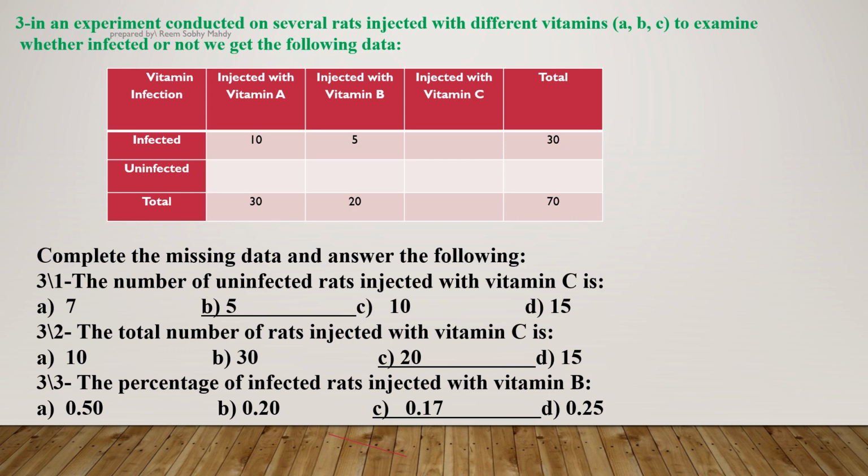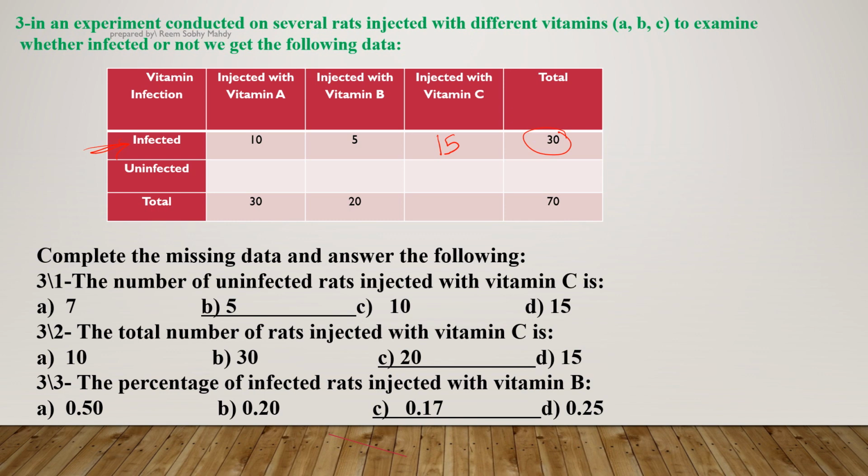For the first row, which is the infected rats, we can see that the total is 30 and the missing value is the frequency of the injected with vitamin C and infected, and we can find this by subtracting the frequency of vitamin A and B from the total. So the infected rats injected with vitamin A and vitamin B equal 15. By subtracting 15 from 30, the rest is 15.